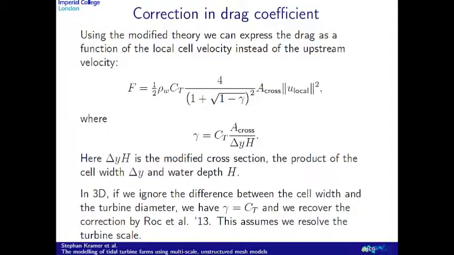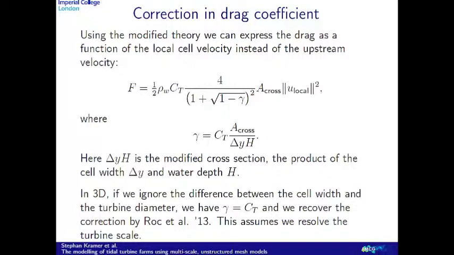So one thing to notice is that if you actually do resolve the individual turbine, so you have mesh sizes that are of the cross-section, and you do this in 3D, say, then basically this ratio drops out, and then this gamma is just CT, and that is exactly the correction that Thomas Bock proposes in his paper of 2013. But what we propose is an extension of that, such that it also works if you have coarser resolutions than models where you actually resolve them.